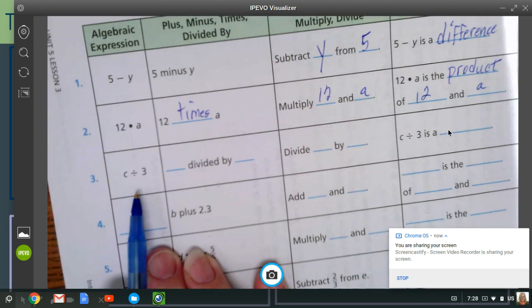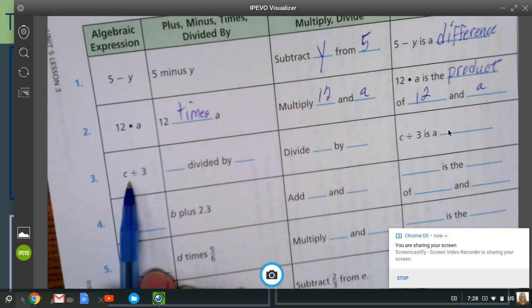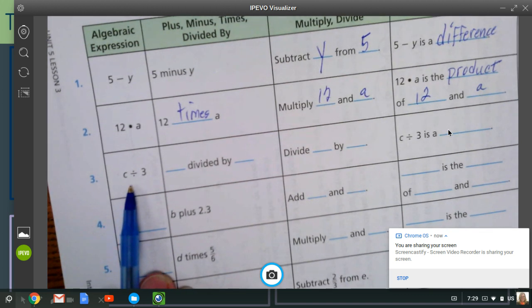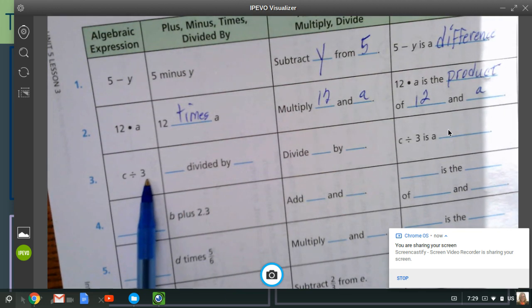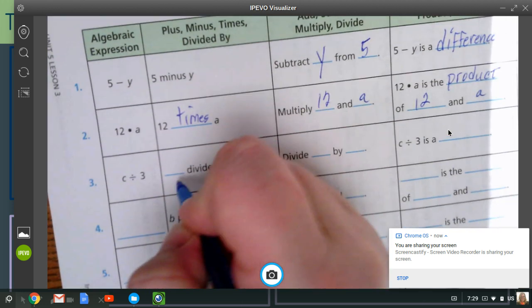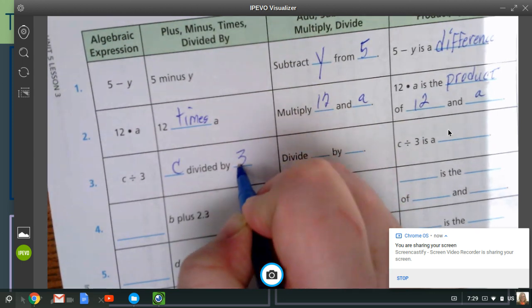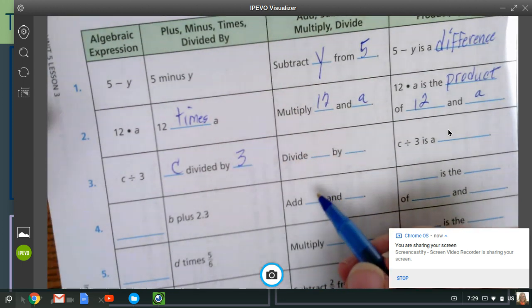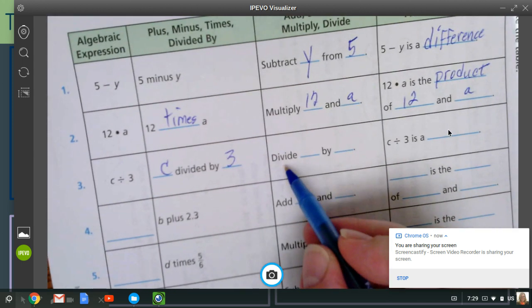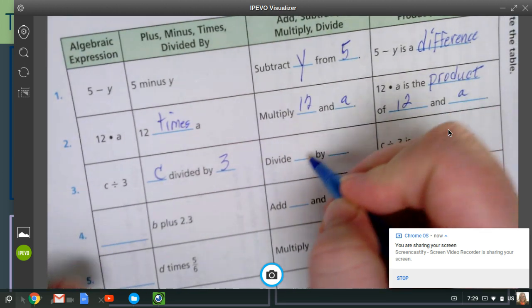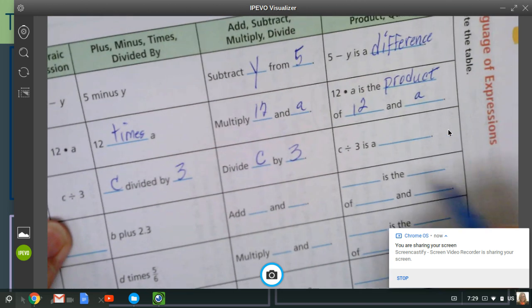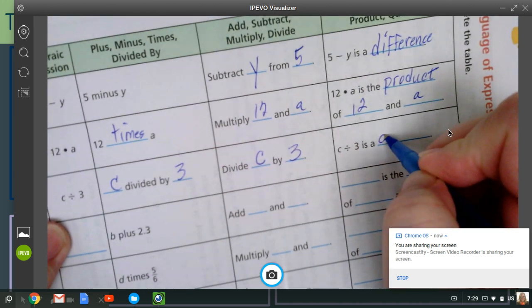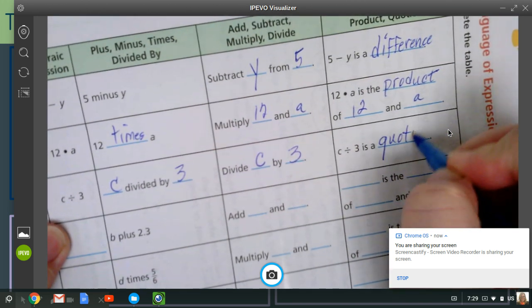For number 3, and feel free to pause this anytime you want to try it, and then check your answers with mine. C divided by 3. So we're just kind of breaking it down into the process. You divide C by 3. C divided by 3 is a quotient.